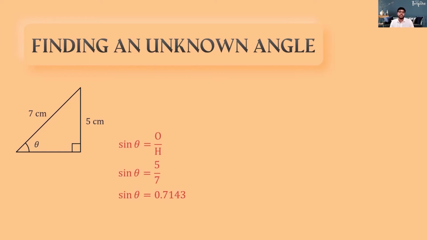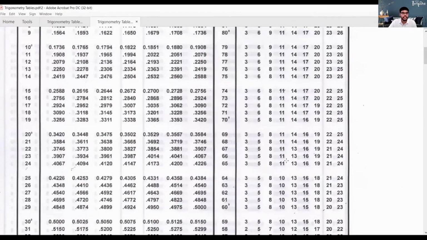Now children, remember, this is when you take sine inverse. So theta equals sine inverse 0.7143, right? This is how you take the inverse. Now children, you have to search for 0.7143 in the sine table. All right, so let's do that. Let's go back to the table and try to find 0.7143. Okay, so here is the table. So let's go back to sine.